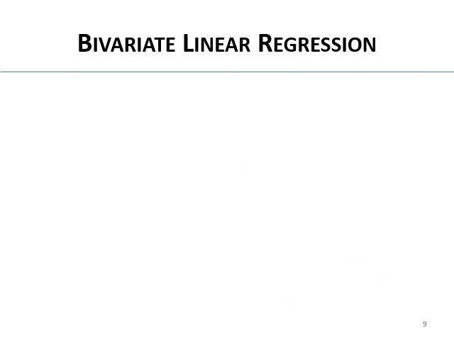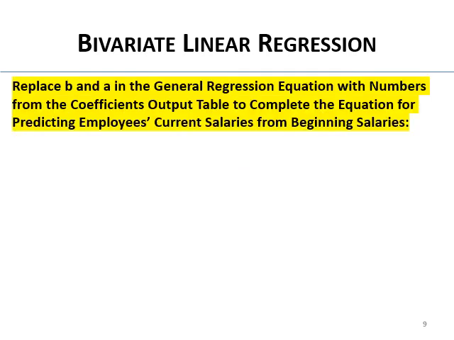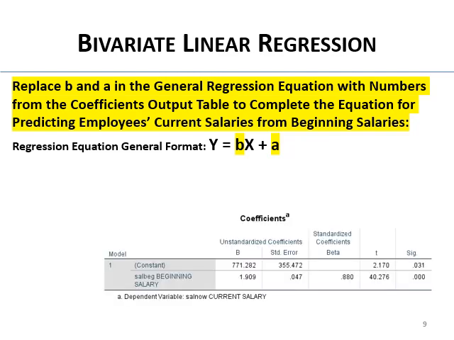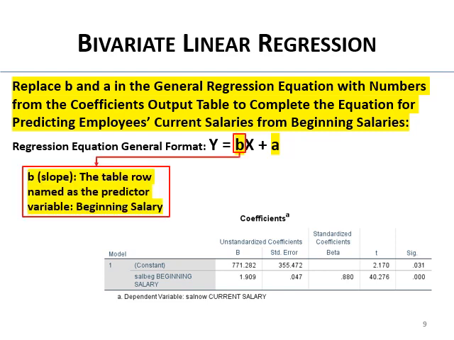It's pretty good. All right, so now what we have to do is replace b and a in the general regression equation with numbers that SPSS gives us, to build the full equation for predicting someone's current salary from their beginning salary. There's the general form from earlier, y equals bx plus a. We have to find b, that is the slope, and we have to find a, the y-intercept, in the SPSS output. So there's the coefficients table.